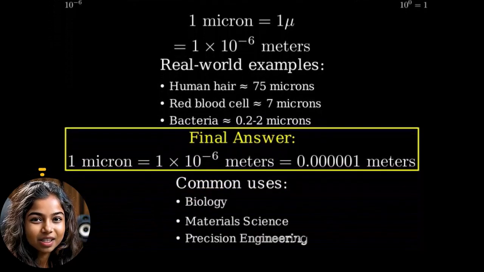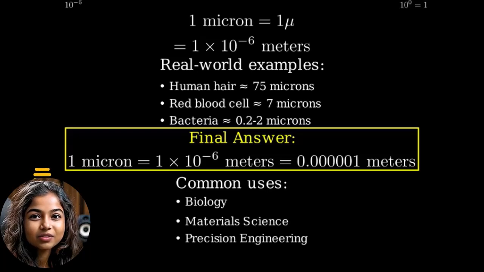Remember, whenever you see measurements in microns, you can quickly convert to meters by multiplying by 10 to the -6. This is particularly useful in fields like biology, materials science, and engineering where precise measurements at very small scales are important.